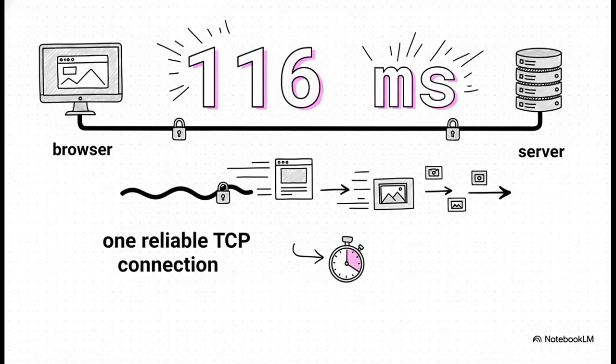And this brings us to the modern solution, persistent HTTP. It's so much smarter. The browser opens just one reliable TCP connection and then keeps it open to download the main page and all the images, one after the other. By getting rid of that setup delay for every single item, the total load time plummets to just 116 milliseconds. This efficiency is a huge reason why modern websites feel so snappy.